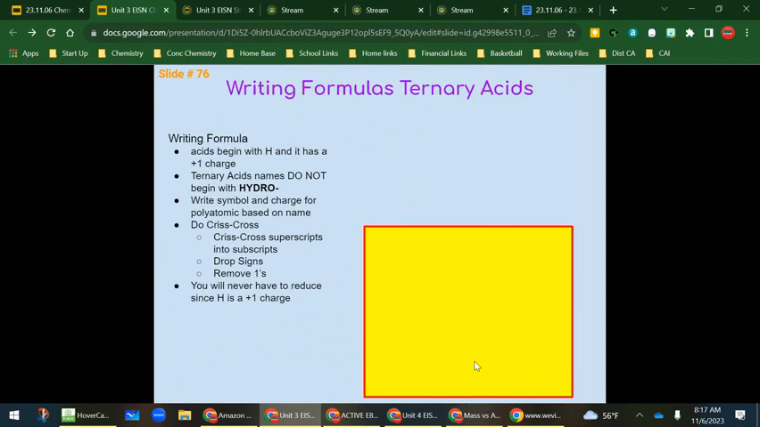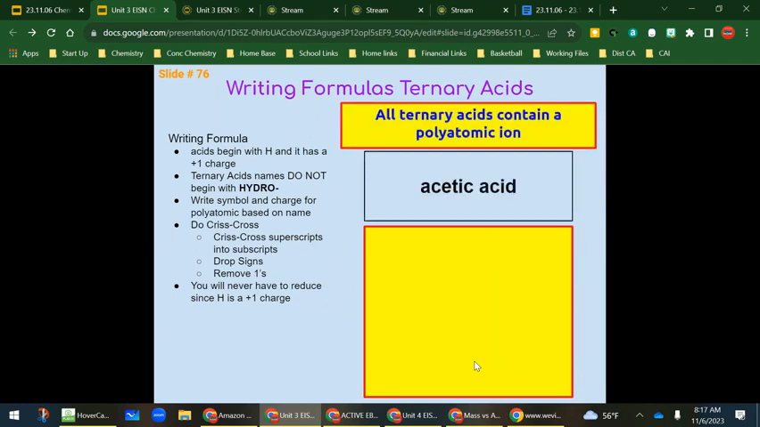So now we're going to write formulas. From the name, we need to figure out what polyatomic is involved. Acetic. What? Acetate. Because the ic ending means it came from an ATE ending. Acetate. All right, what's the formula for acetate?